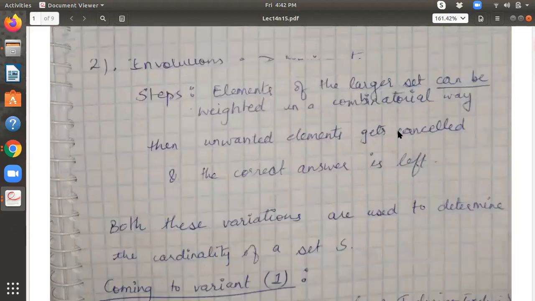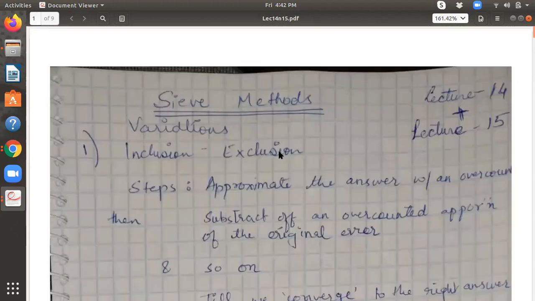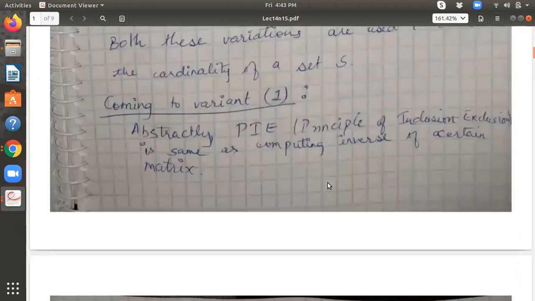So let's start with the first variation, which is the inclusion-exclusion principle. Abstractly, what this principle of inclusion-exclusion, which I have abbreviated as PI, says is that it's the same as computing the inverse of a certain matrix, which we will see. But before that, there's a lot of machinery and notation involved, and some theory goes in. So let's go through it slowly.